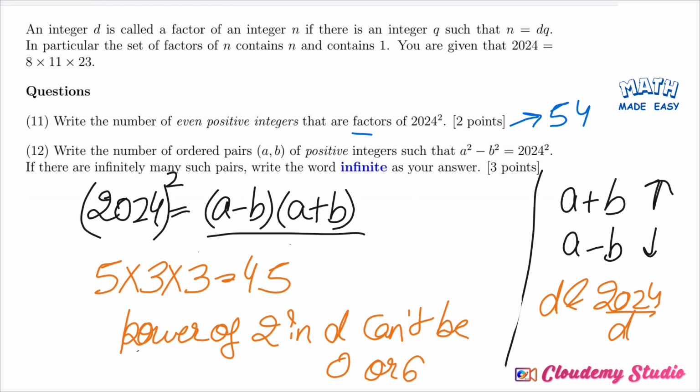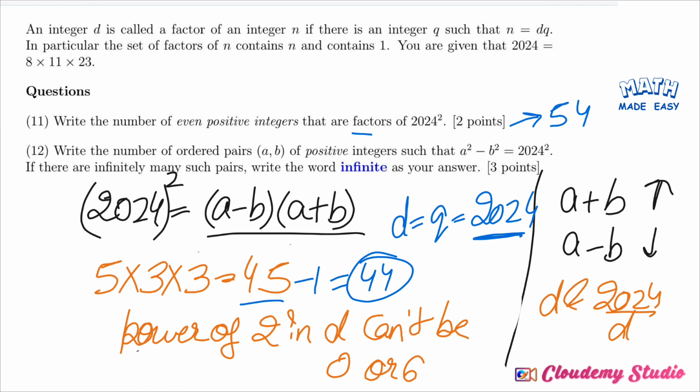So of these equal factor cases, we have taken D equal to 2024, so we can ignore this factor. So there are a total of 45 minus 1, which is 44 factors. And when these 44 are divided by 2, there are 22 such pairs, because we have to find ordered pairs.